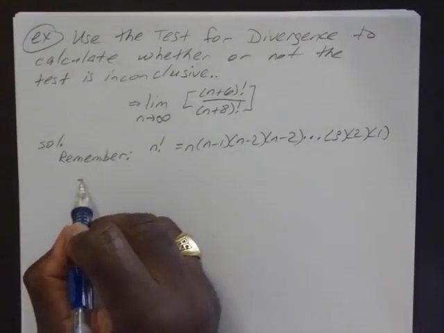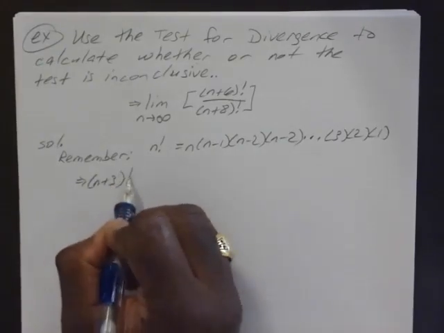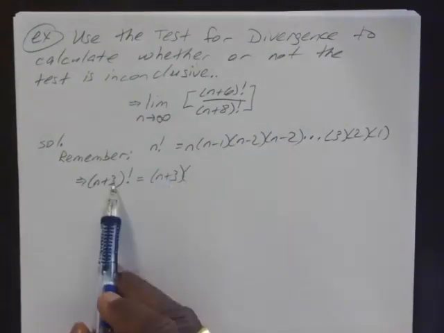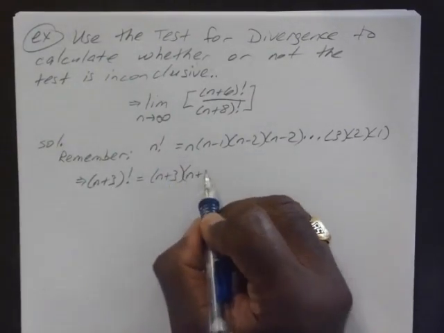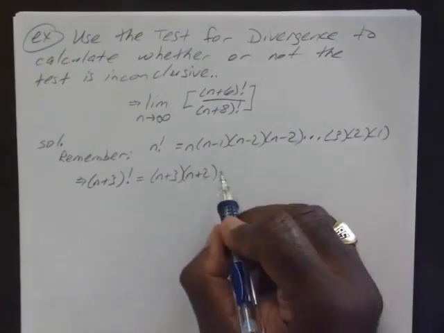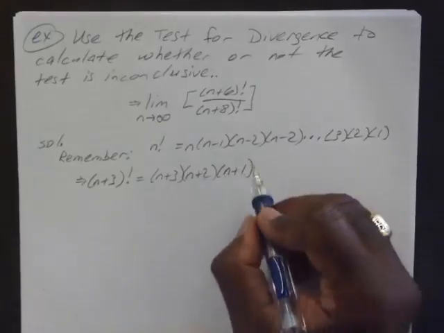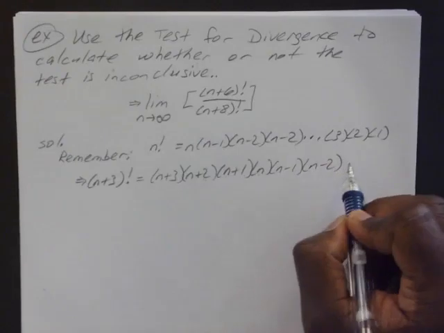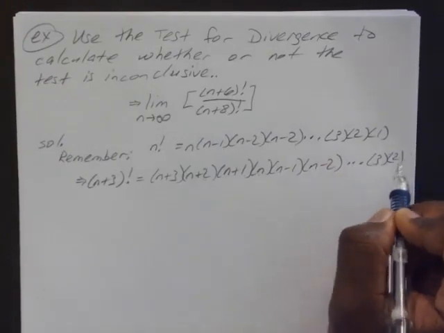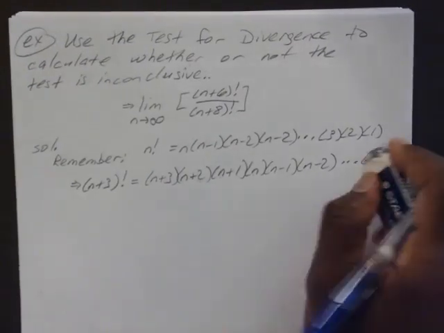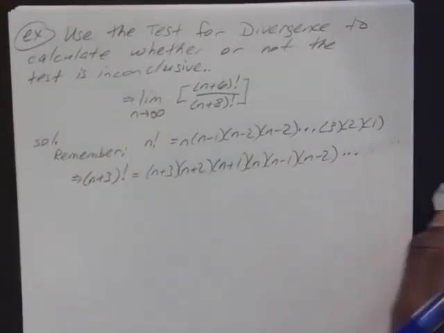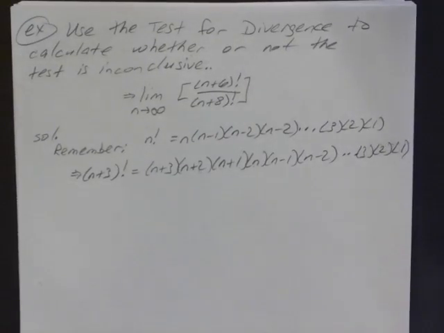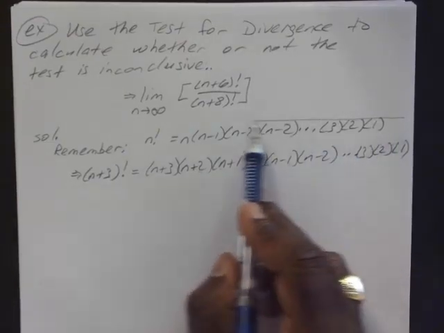Okay. Now, if you had something like n plus 3 factorial, you could rewrite that as n plus 3 times n plus 3 minus 1, which is n plus 2, times n plus 2 minus 1, which is n plus 1, times n plus 1 minus 1, which is n, times n minus 1, and you can kind of see the pattern, n minus 2, and it keeps on going until you eventually get to 3, 2, 1. So again, this is just kind of a note.